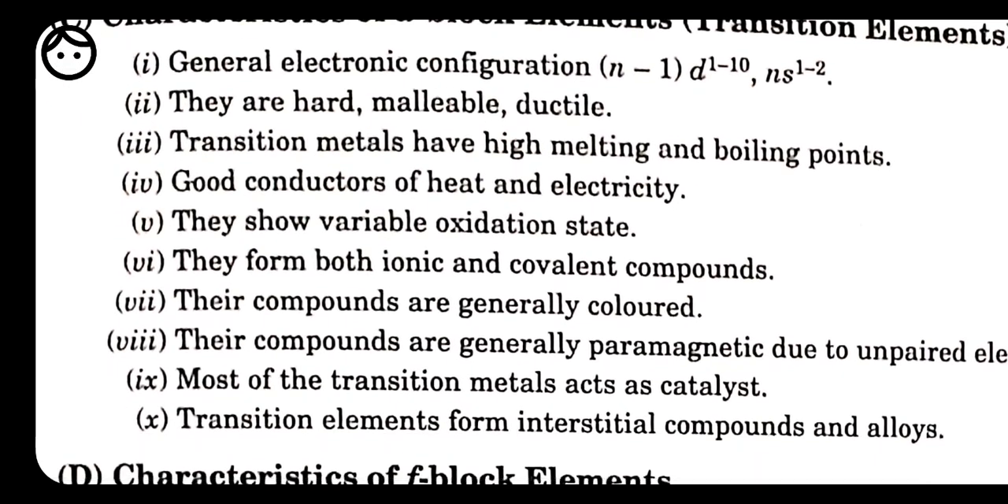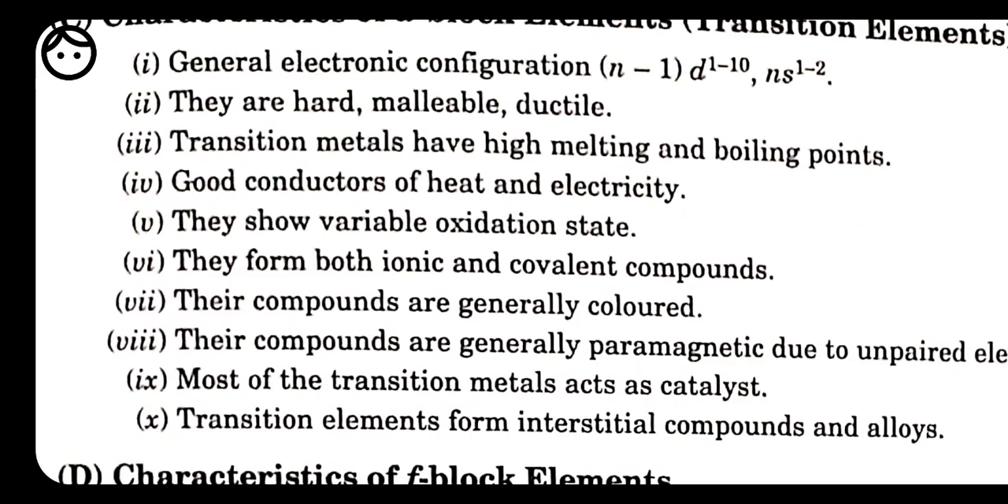They form both ionic compounds and covalent compounds. Both types of compounds they form. Mostly they are going to form ionic compounds, but they sometimes also form covalent compounds. Next, their compounds are generally colored. Why they form color, that you also know.